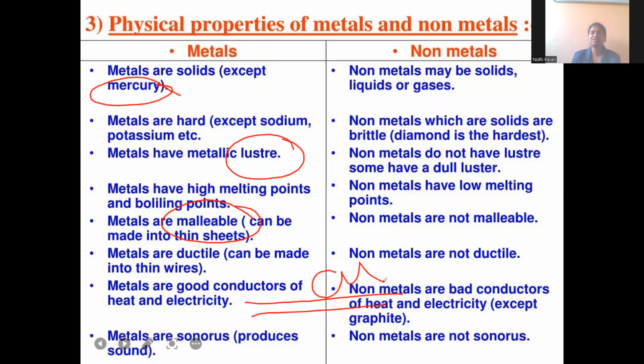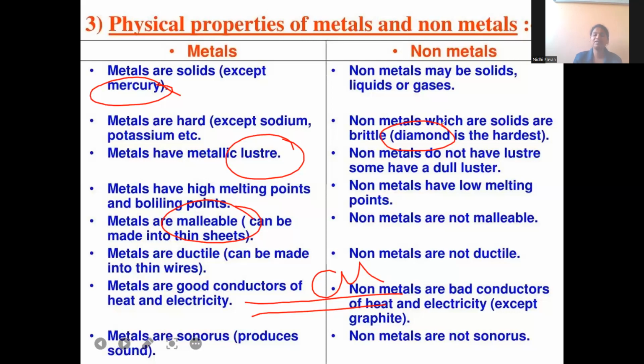Then when we come to the physical properties of non-metals, they are quite opposite to metals. Non-metals may be solids, liquids or gases. The liquid non-metal is bromine, and a gaseous non-metal we can take is hydrogen. Non-metals which are solid will be brittle. Brittle means they can be converted into powder, they won't be hard. But the only exception is diamond. Even though it is a non-metal, it is the hardest.